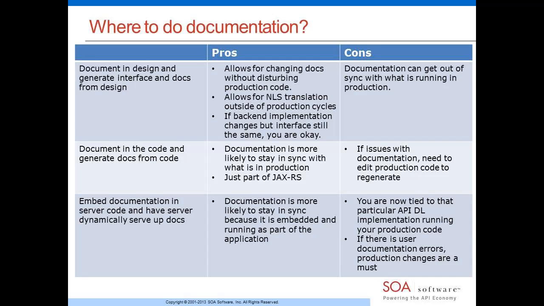Plus, now you're tied to a particular API description implementation running in your production code, right? So you're going to have to pick and embed that description language in your production code. My next point there is if there's errors, production code must change. So you got to decide where to do your documentation and what level of risk you want to take and how you want things to stay in sync.